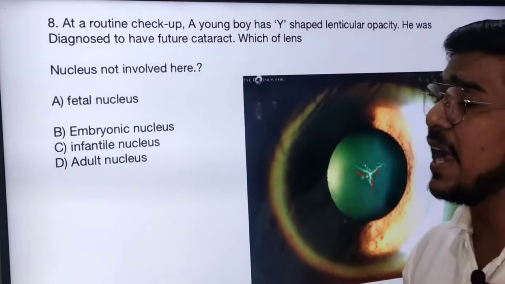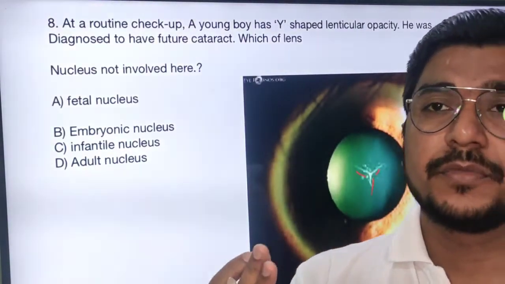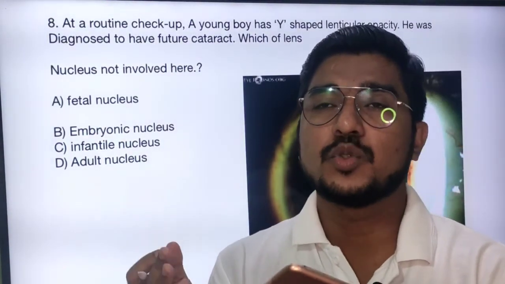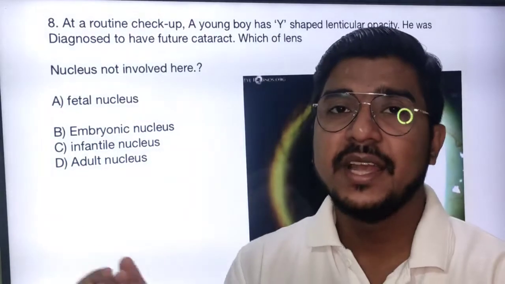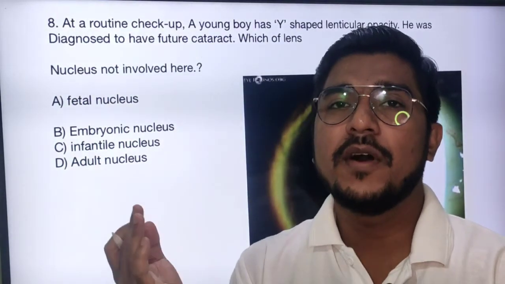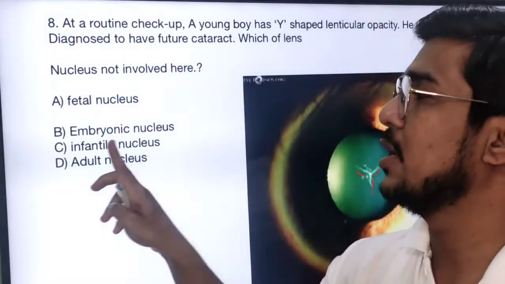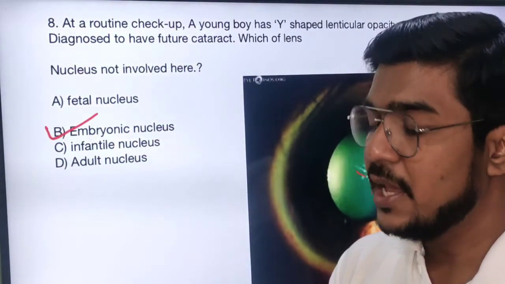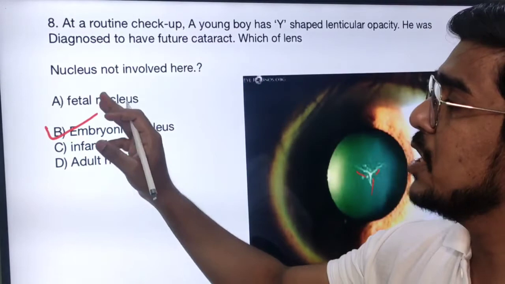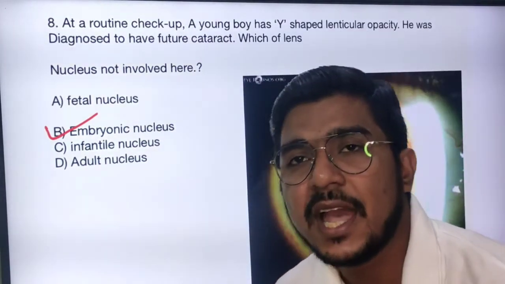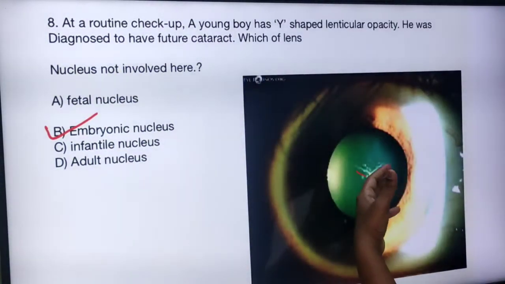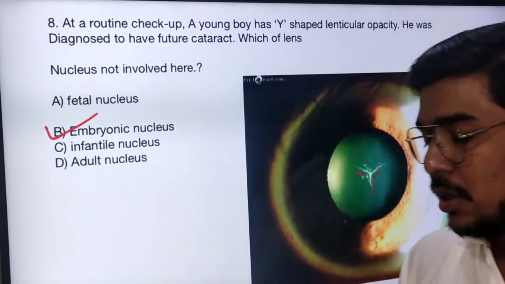This Y-shaped cataract is formed by the fusion of the posterior nuclear sutures that are laid over time, but after the formation of the embryonic nucleus. So obviously the answer is embryonic nucleus. Rest of the points have obviously contributed to the formation of this one.